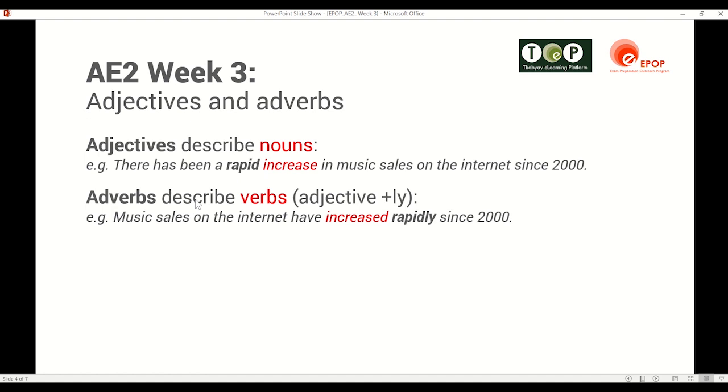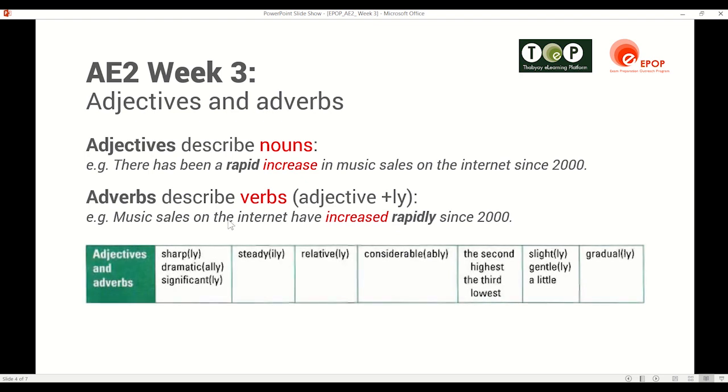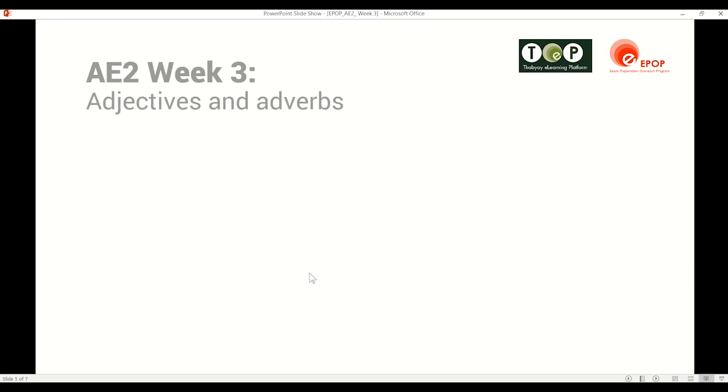Whereas adverbs describe verbs, and they're usually formed by taking the adjective and adding ly. So, for example, music sales on the internet have increased rapidly since 2000. So here is the adverb rapidly, and then the verb have increased. So again, in the textbook, you are given this very helpful table to describe trends with adjectives and adverbs. And again, I'd recommend that you take time to really learn these.